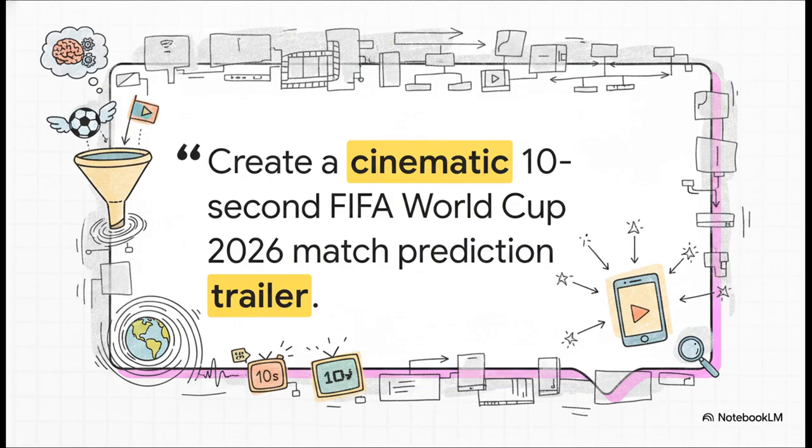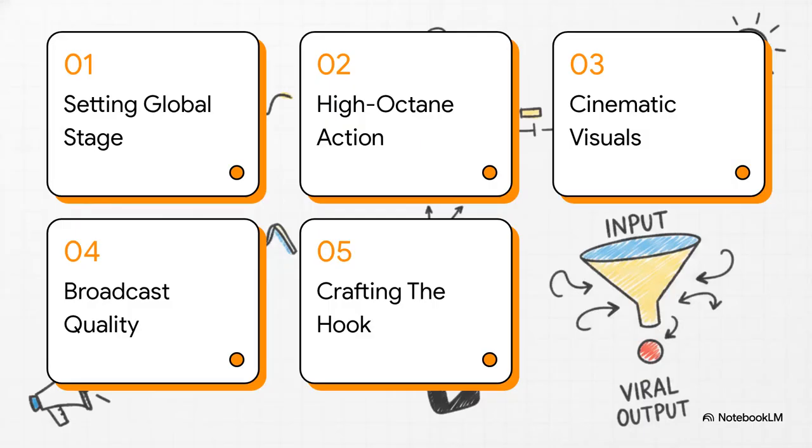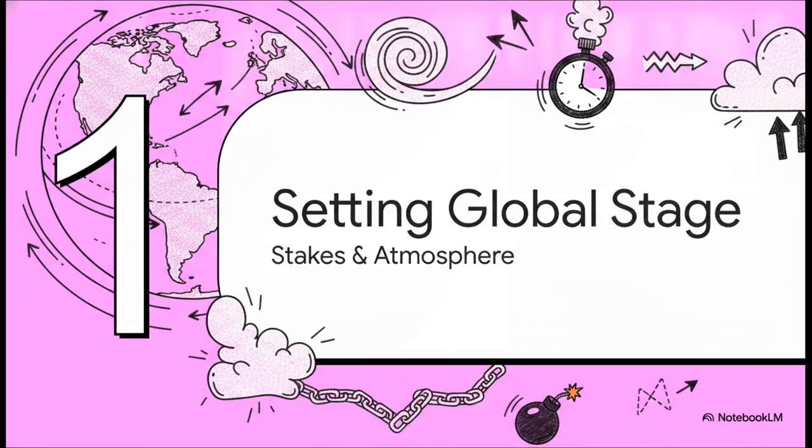Okay, let's dive right in and decode this massive cluster of text to see how the viral media sausage is actually made. Here's our game plan. We're breaking this down into 5 distinct ingredients: setting the global stage, engineering high-octane action, the cinematic visual formula, premium broadcast quality standards, and finally, crafting the ultimate hook. All right, kicking things off with part 1, setting the global stage.